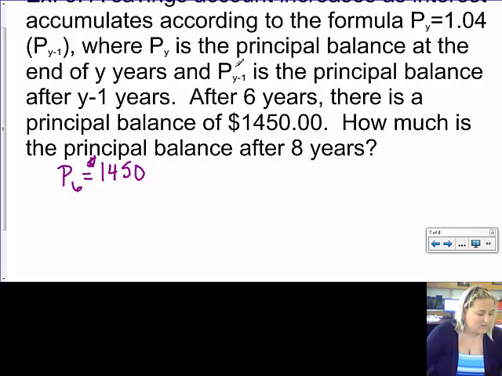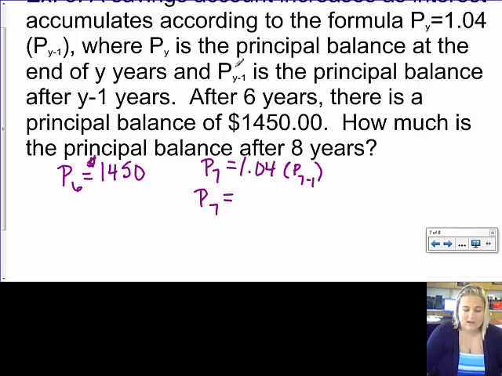Okay, so what we know is that p sub 7 would have equaled 1.04 times the quantity of p sub 7 minus 1. Well, p sub 7 minus 1 is the same as saying p sub 6, which we already know. So instead of p sub 7 minus 1, we're going to plug in p sub 6, excuse me.